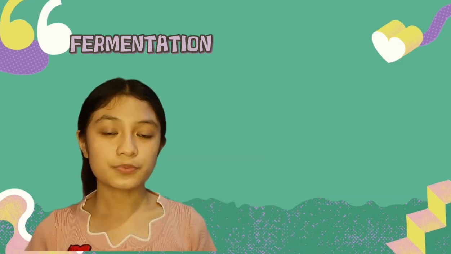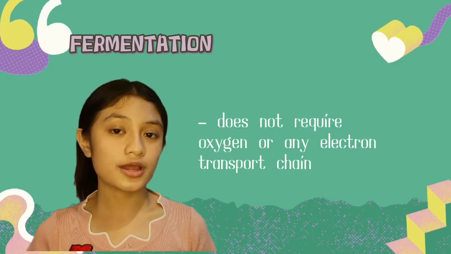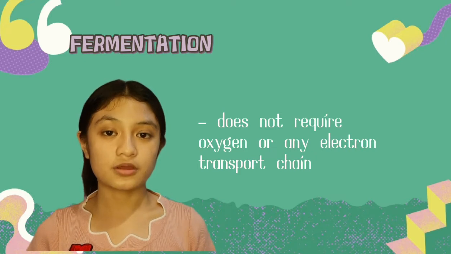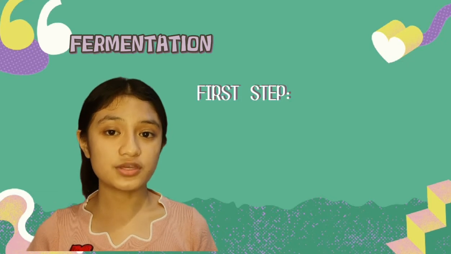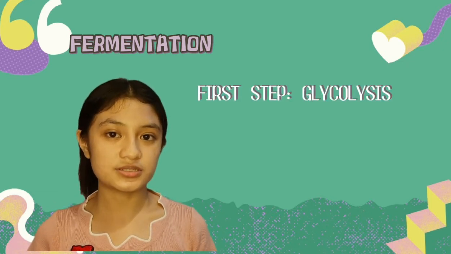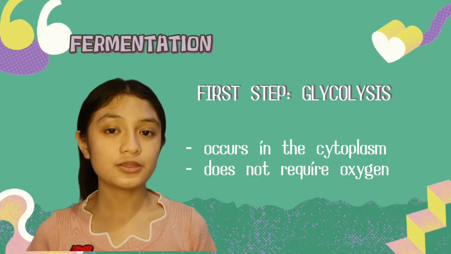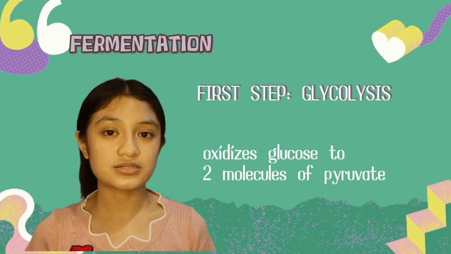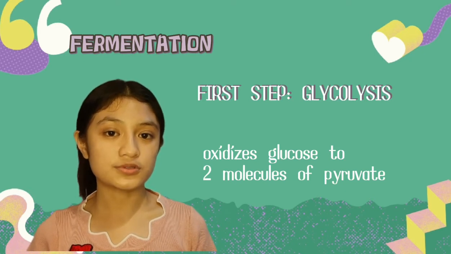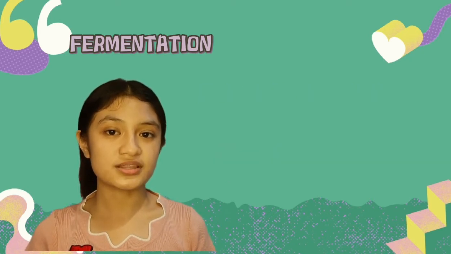So now we will be discussing fermentation. It is used by animals such as ourselves when our body is not getting enough oxygen. This process does not require oxygen or any electron transport chain. In other words, it does not involve respiration. The first step of this process begins with glycolysis. This process occurs in the cytoplasm and does not require oxygen. Glycolysis oxidizes glucose to 2 molecules of pyruvate, which will be used in the next step.